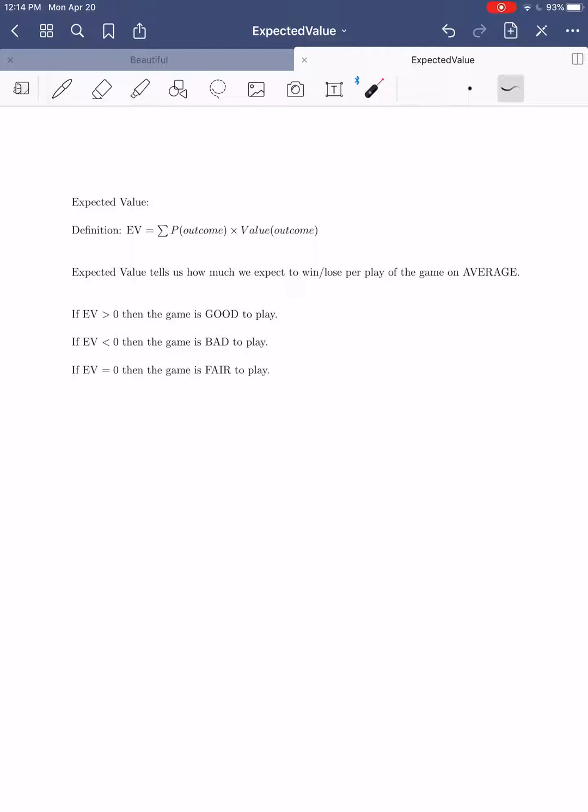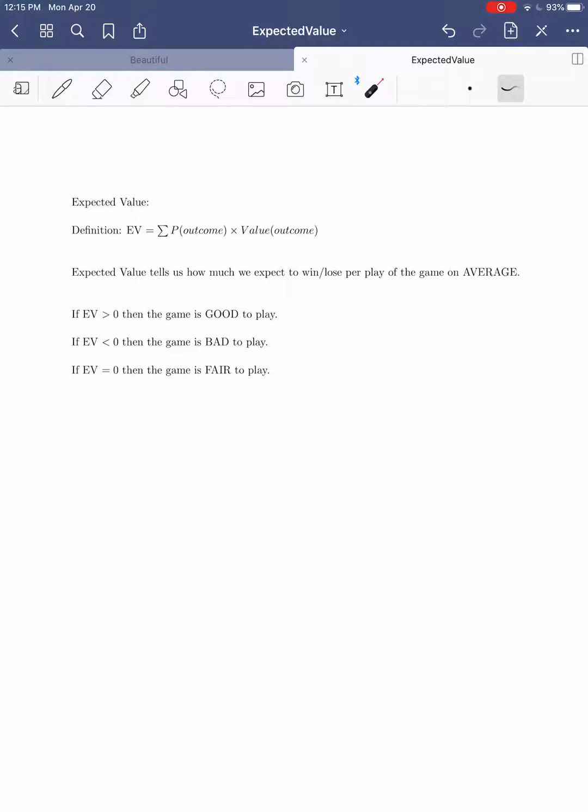How do you use expected value to make a decision? Well, if the expected value is greater than 0, meaning if the expected value is positive, then the game that you're looking at is good to play. If the expected value is negative, then the game is bad to play. And if the expected value is exactly 0, then we would say that the game is fair to play.